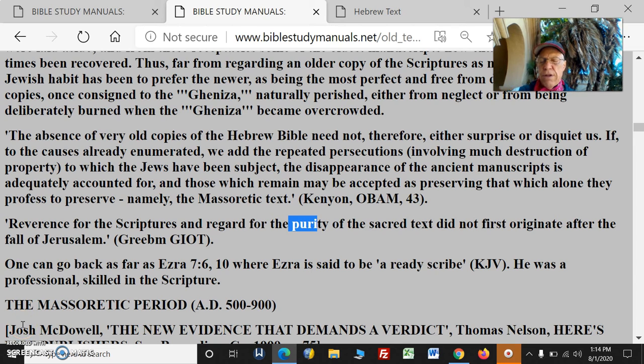Alright, this is the period, the Masoretic period. I think it's two S's here, Masoretic. AD 500 to 900. 10th century, somewhere around there.